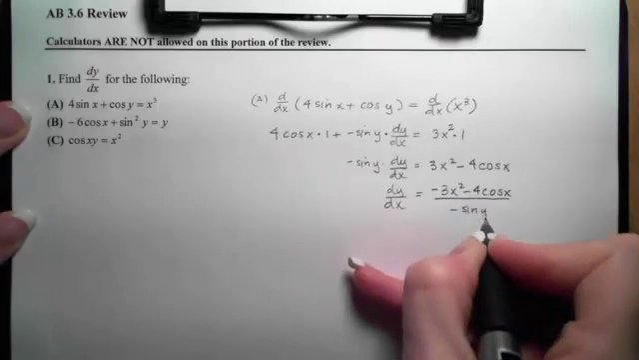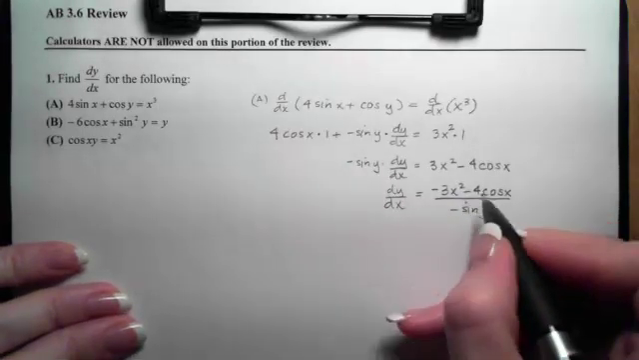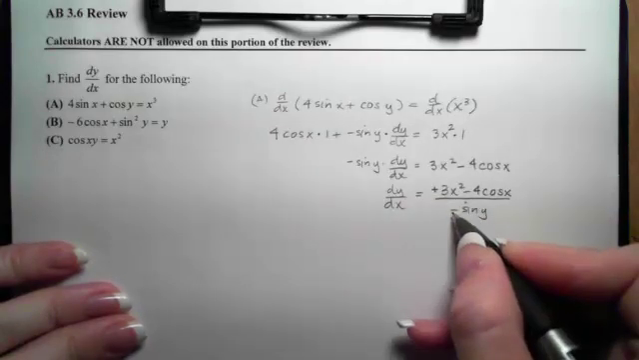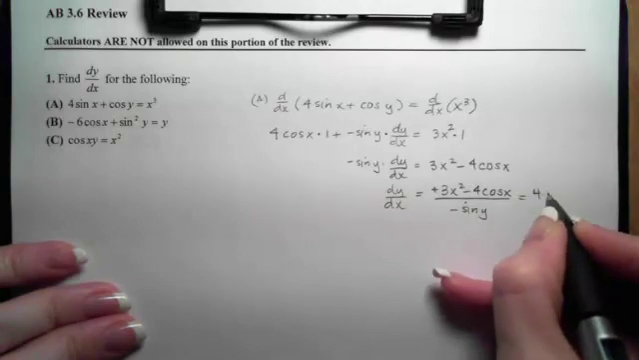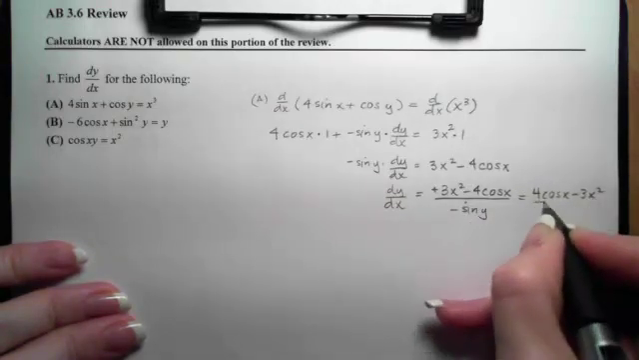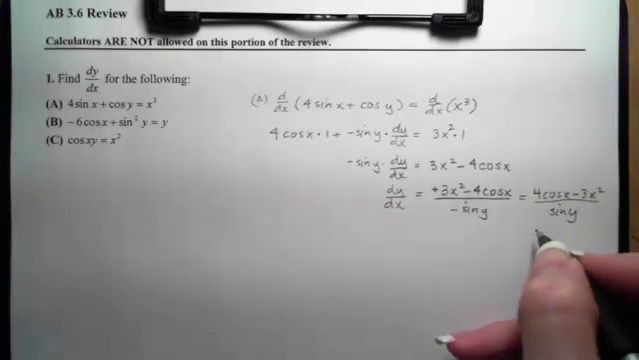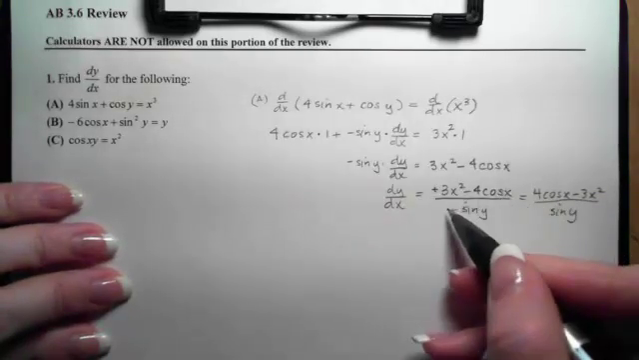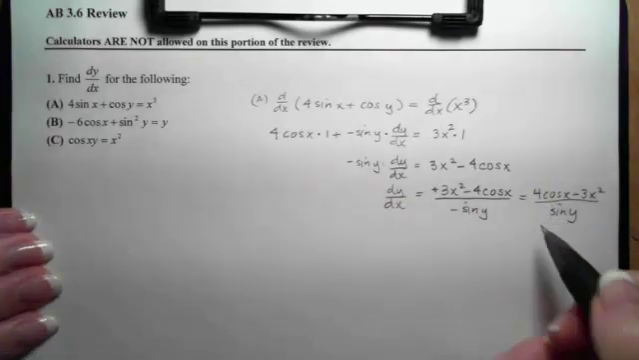Now, I don't remember if I leave it like this, that should be a positive, or if I change the sign of everything and change it to a 4 cosine of x minus a 3x squared and put that over a positive sine y. So you need to know that those are equivalent to each other. You can change all the signs on the top and all the signs on the bottom, and you'll end up getting something that is the same.